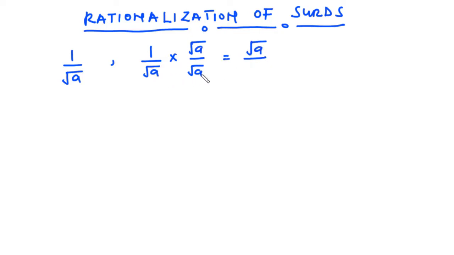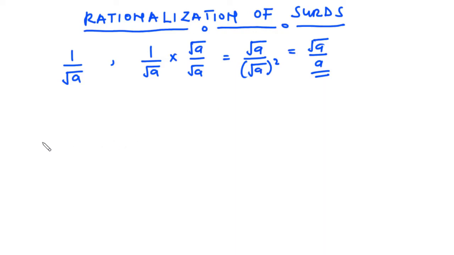Now 1 times the square root of a is equal to the square root of a, and then the square root of a times the square root of a is the square root of a squared. So we have root a divided by, now the square cancels the square root, so we have a. So we've been able to rationalize this expression 1 over the square root of a to get the square root of a divided by a.